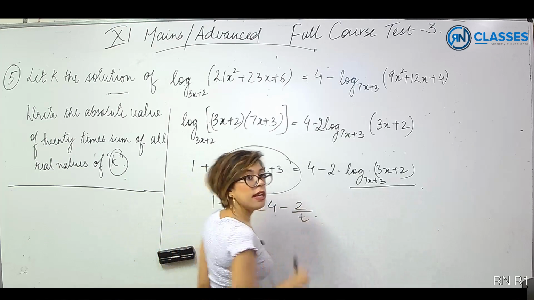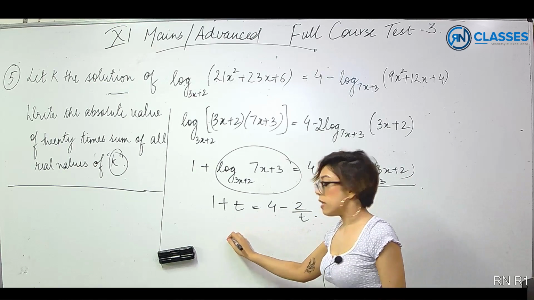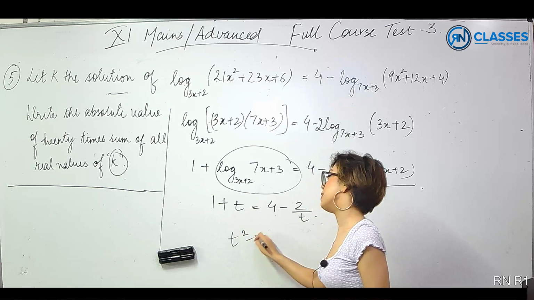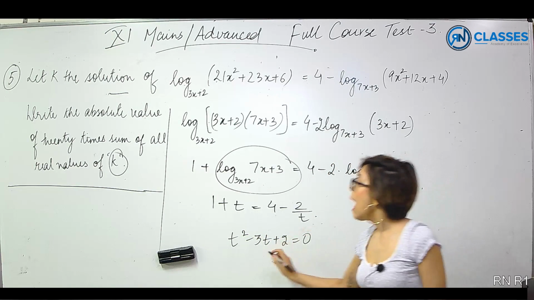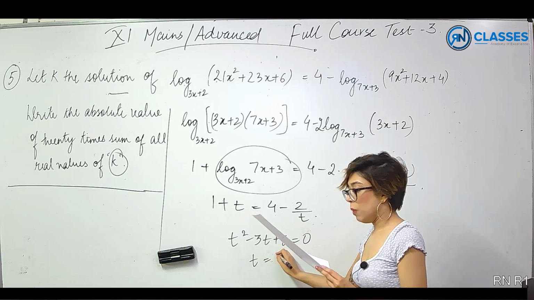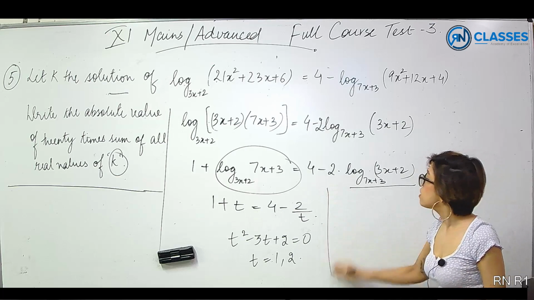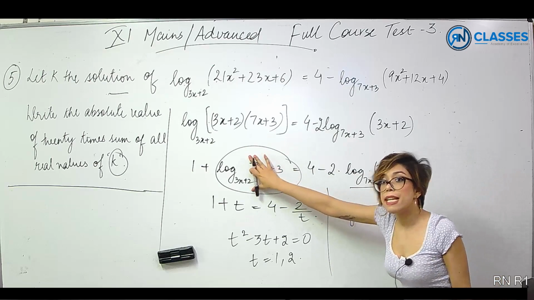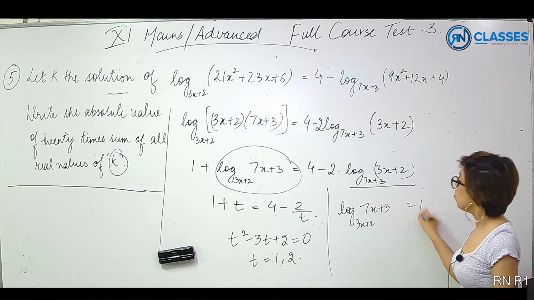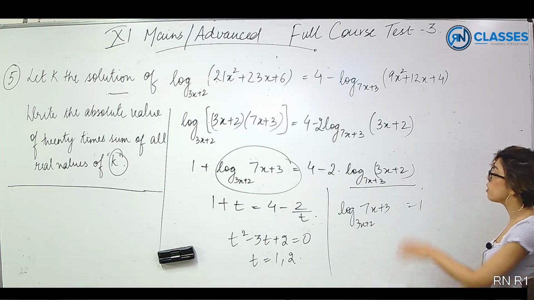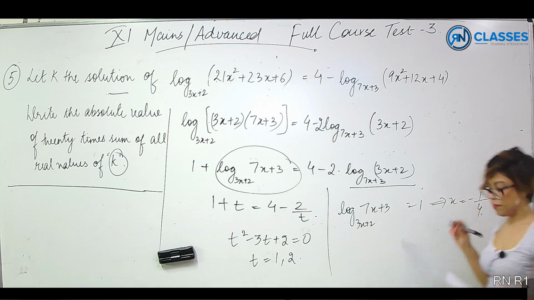by t. Right? If you cross multiply, take the LCM, you will get the equation as t square minus 3t plus 2 is equal to 0. Such a nice pretty quadratic equation, and we get t equal to 1 or 2. Now t equal to 1, that means log of 7x plus 3 to the base 3x plus 2 is equal to 1. From here, obviously you can solve it. x turns out to be minus 1 by 4.